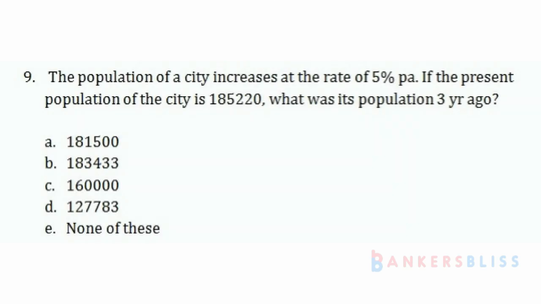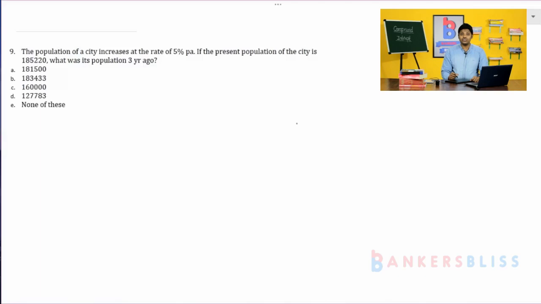The population of a city increases at the rate of 5% per annum. If the present population of the city is 1,85,220, what was its population 3 years ago? What was its population 3 years ago? Okay, so 3 years ago, what was the population they were asking?